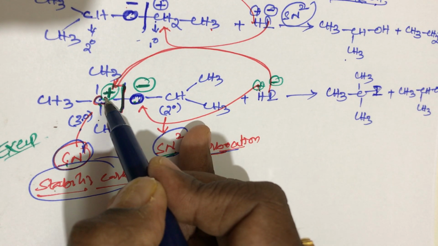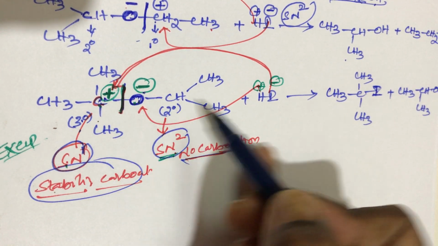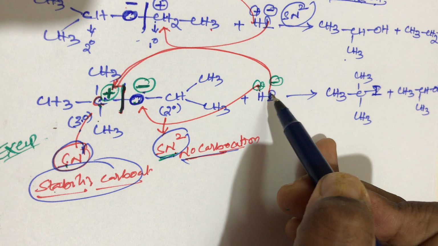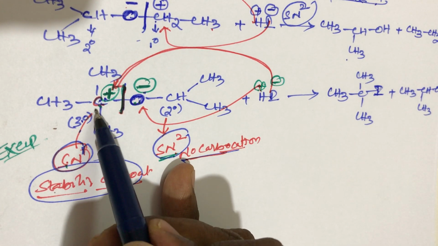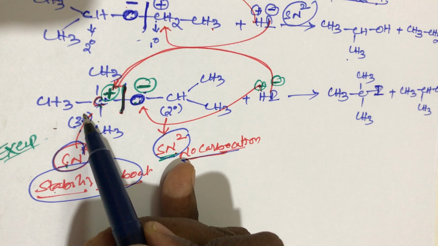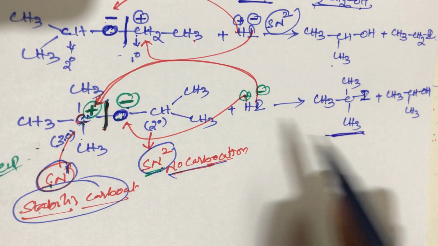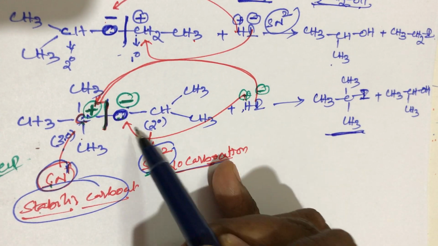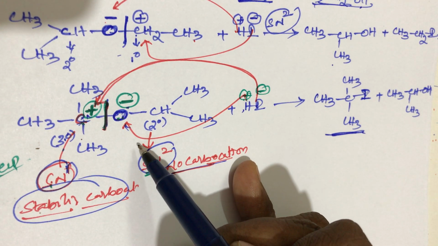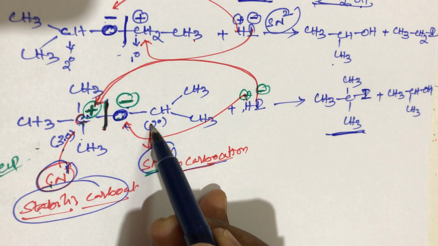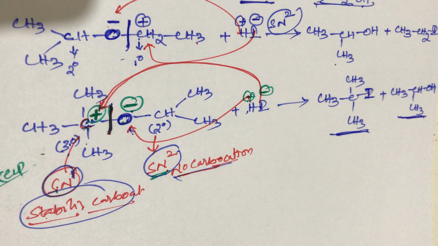Here this carbon gets a positive charge and oxygen gets a negative charge. So this I minus will attack the large, crowded side, that means the tertiary carbocation side, and we get tertiary butyl iodide. This H plus will attack the less crowded side, that means the secondary carbon side, and a secondary alcohol will be formed. This is very important, students.